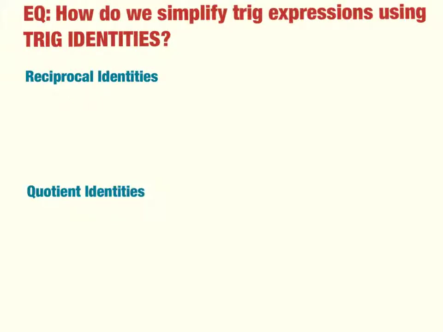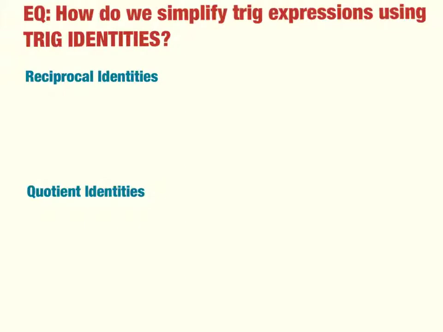Okay, how do we simplify trig expressions using trig identities? The first two kinds of identities that we're going to talk about are the reciprocal identities and the quotient identities. These work for any power, but I'll show you that in a second.